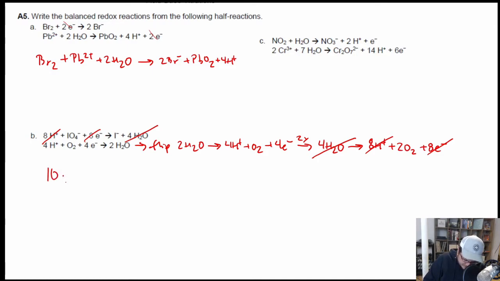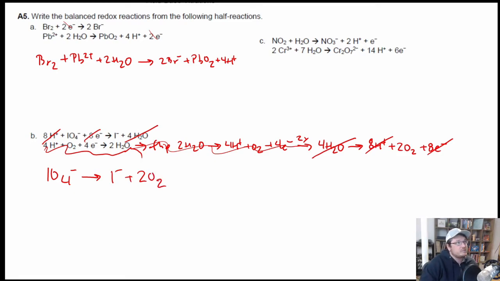Which matches. So IO4 minus forms, so I'm not messing myself up by looking at it, I minus plus 2O2. And that is what the full reaction looks like. And it makes sense. Everything is balanced: the number of oxygens is the same on the product and reactant side, the number of iodine is the same on both sides, and the overall charge is the same on both sides. So everything matches.